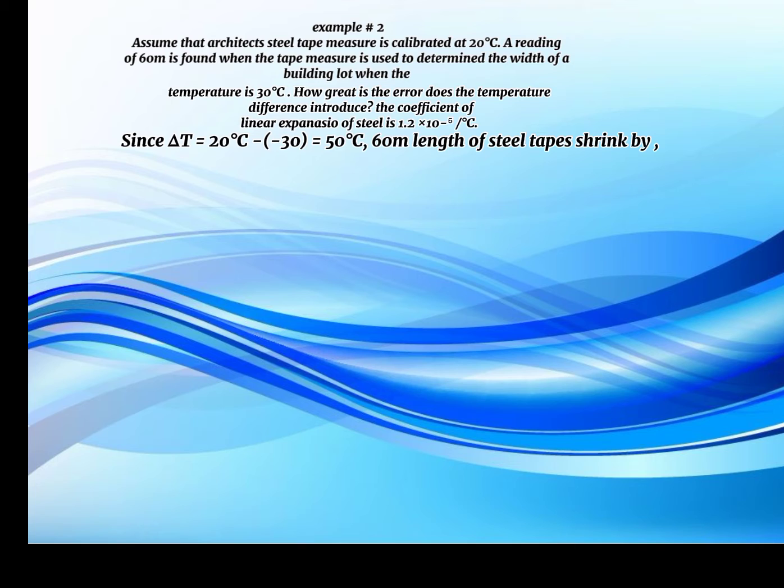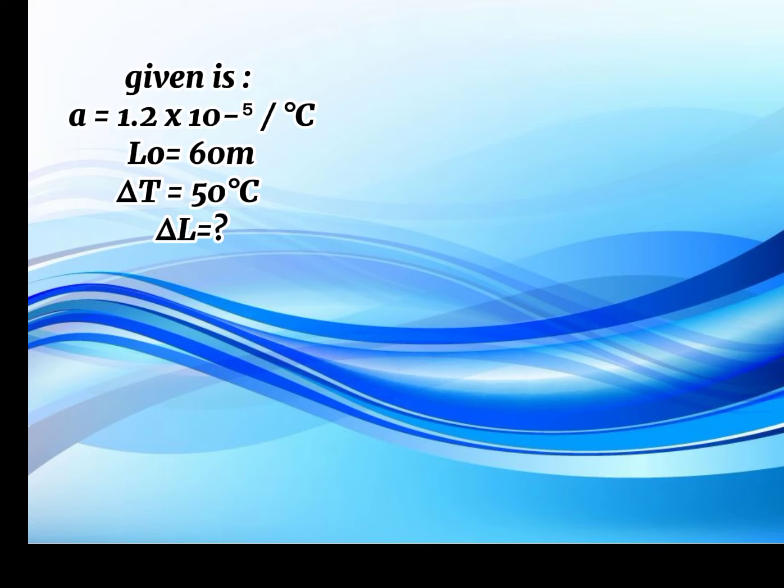Now we are going to identify the given. The change in temperature is equal to 20 degrees Celsius minus negative 30 degrees Celsius, which is equal to 50 degrees Celsius. Since both have negative sign, we're going to add it. 60 meters is the length of the steel tape. Given is coefficient of linear expansion equals 1.2 times 10 raised to the power of negative 5 per degrees Celsius. Initial length is 60 meters. The change in temperature is 50 degrees Celsius. We're going to find the unknown, which is the change in length.